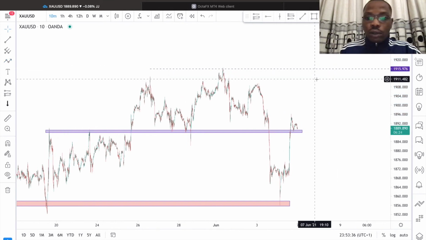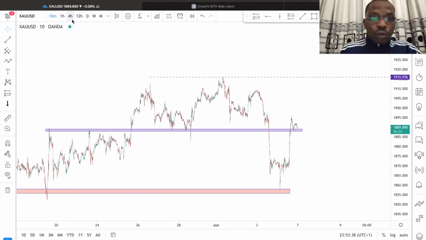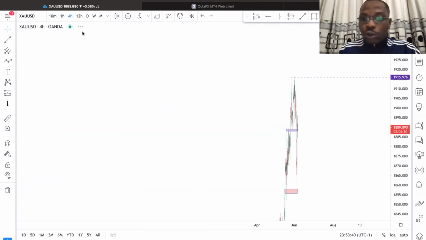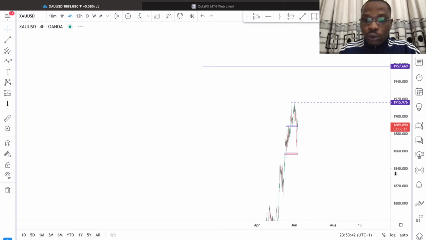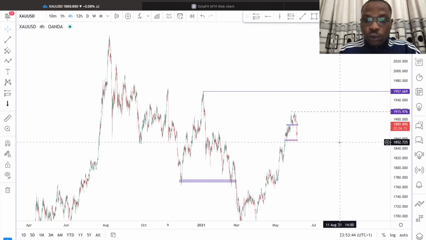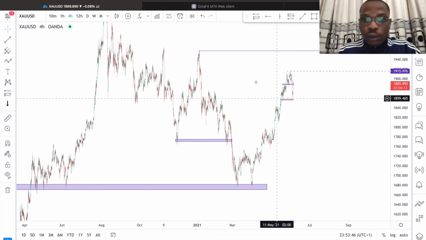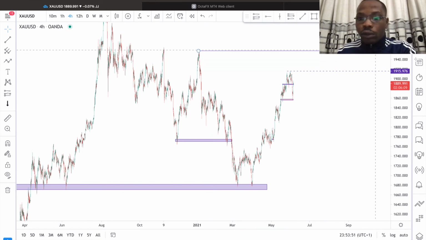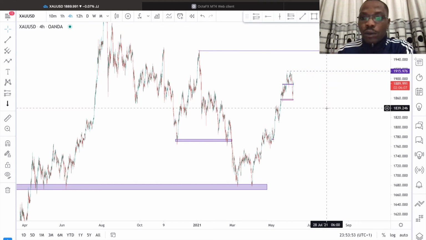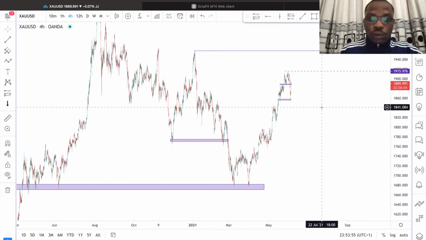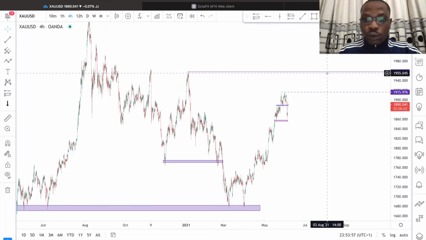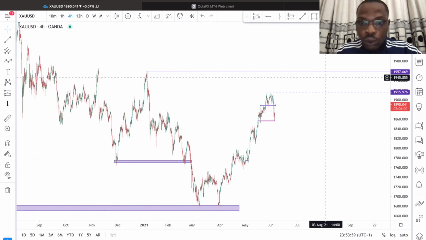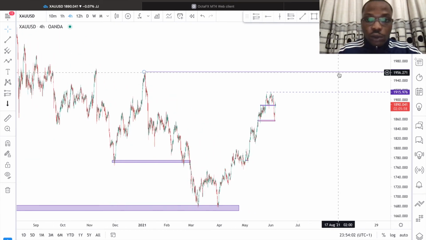Now, to be a bit more precise on where my actual price target is for the gold, let's move to the 4-hour time frame. This is my actual price target for the gold, 1957, this zone right here, the 1957 zone. That's my exact price target for the gold, but we're not quite sure if it's going to get to this target this week. This is my price target before looking for any major sells on the gold.